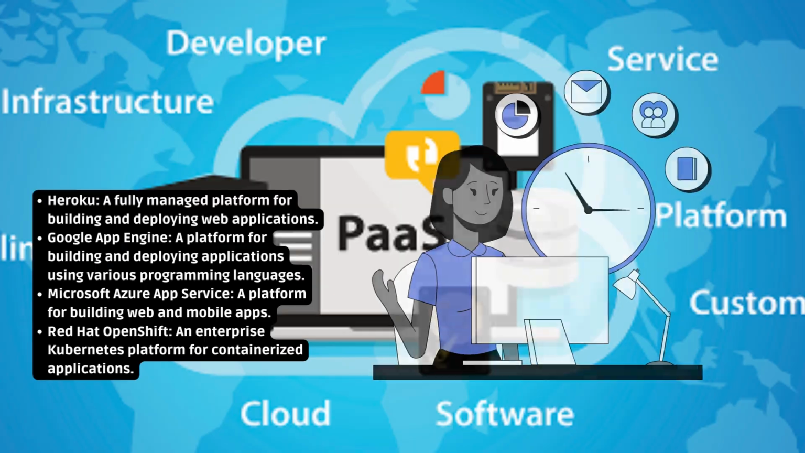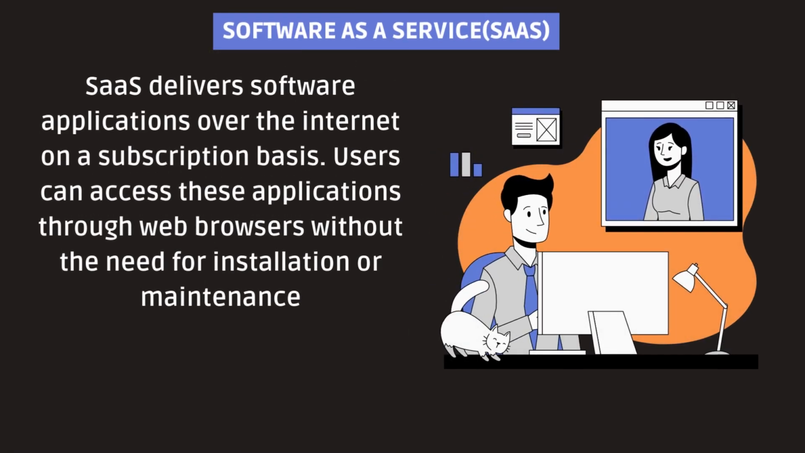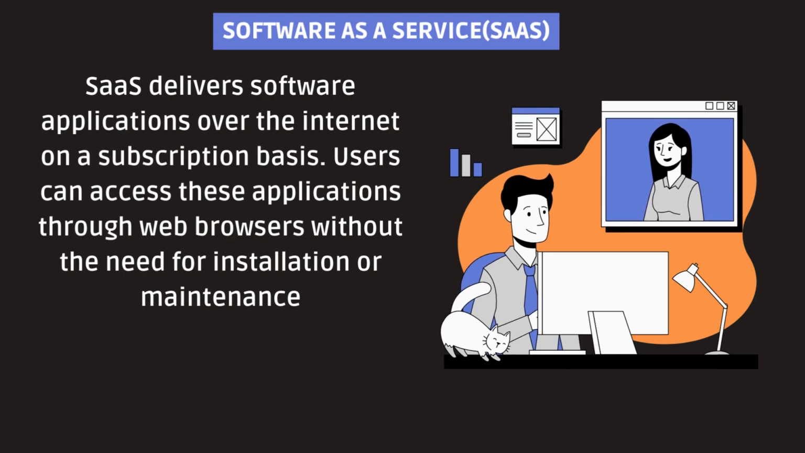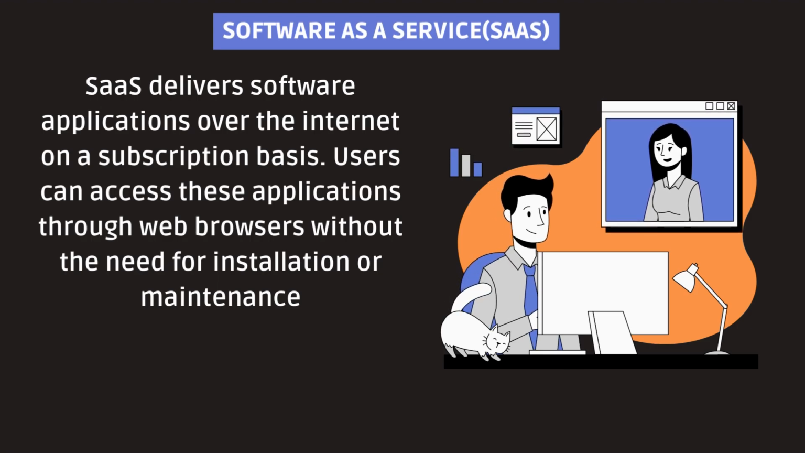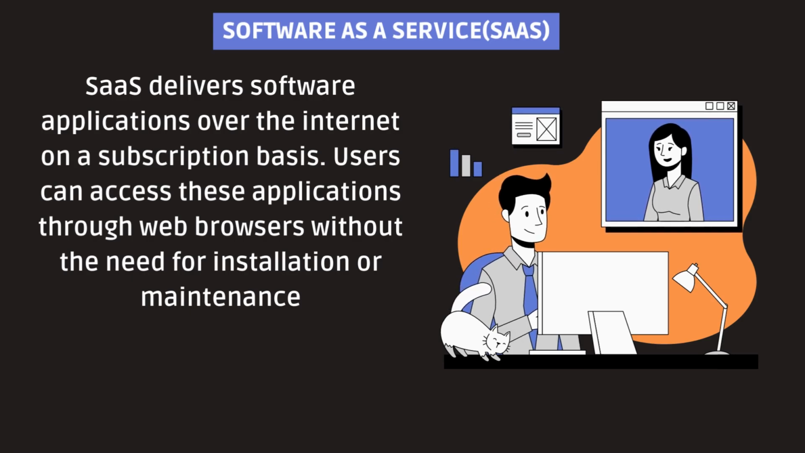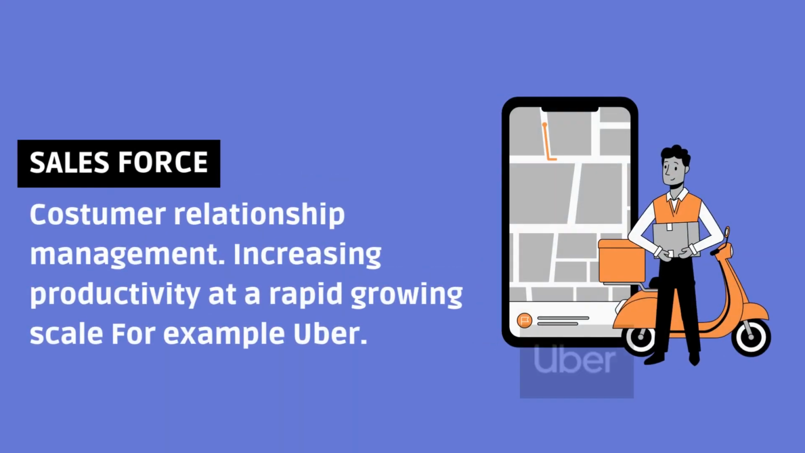Software as a Service, SaaS. SaaS delivers software applications over the internet on a subscription basis. Users can access these applications through web browsers without the need for installation or maintenance. Examples of SaaS products include: Microsoft 365, formerly Office 365, provides cloud-based productivity and collaboration tools.